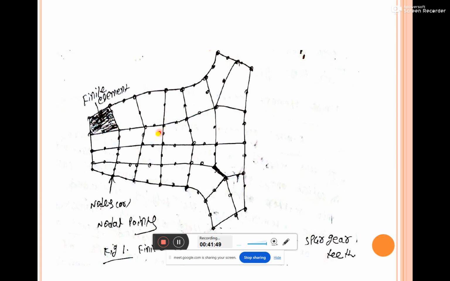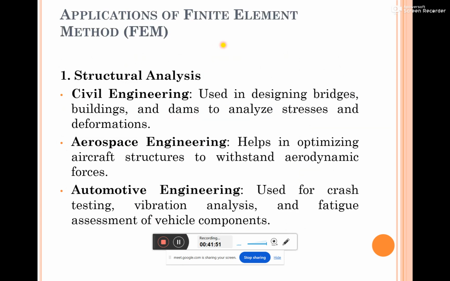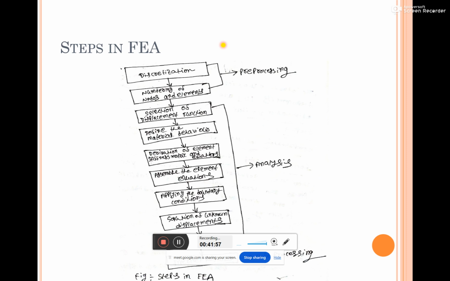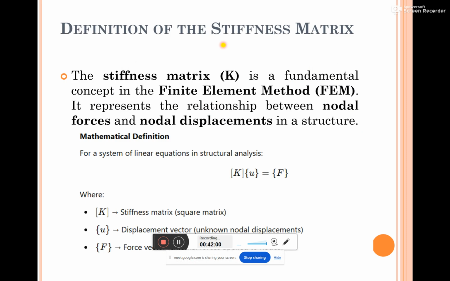All these things we can find out. For that we are using this stiffness matrix. The stiffness matrix mainly represents the relationship between the nodal forces and nodal displacements. In structural analysis, this particular equation is used to represent the relationship between the nodal force and nodal displacement. Here F is the load vector or force vector, and K is the stiffness matrix.